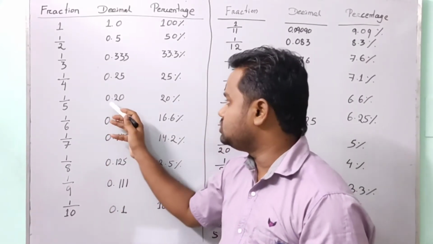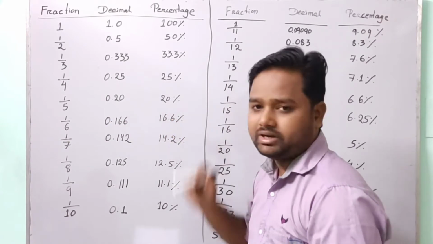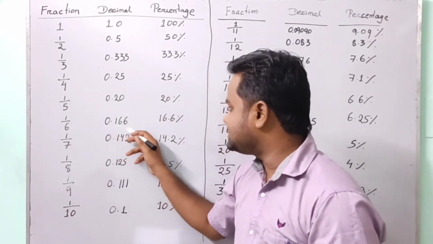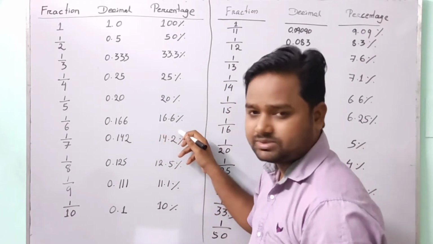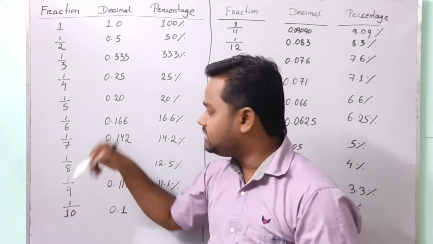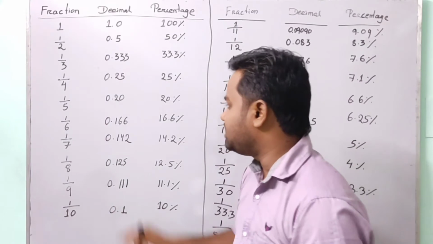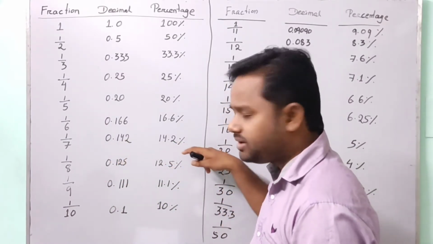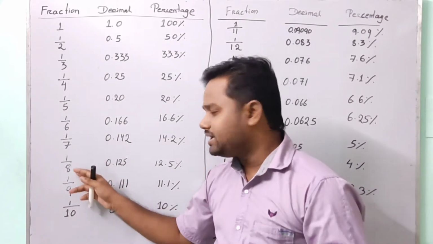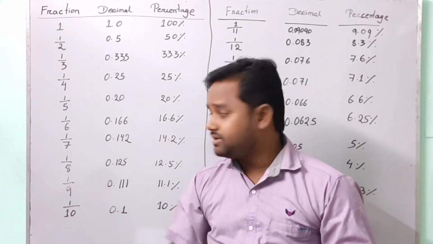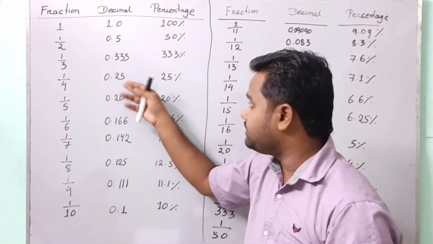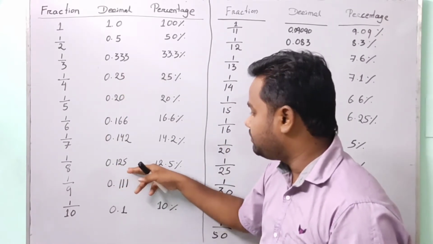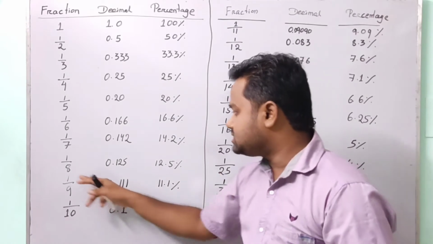1 by 5 means 0.20 and it is 20%. Next it is 1 by 6, which is equal to 0.166 and it is 16.6%. After 1 by 6 it is 1 by 7. 1 by 7 means it is 0.142, which is equal to 14.2%. Next it is 1 by 8. 1 by 8 is half of 1 by 4. 1 by 4 was 0.25 and 1 by 8 is half of this one. That means it is 0.125. It is 12.5%.